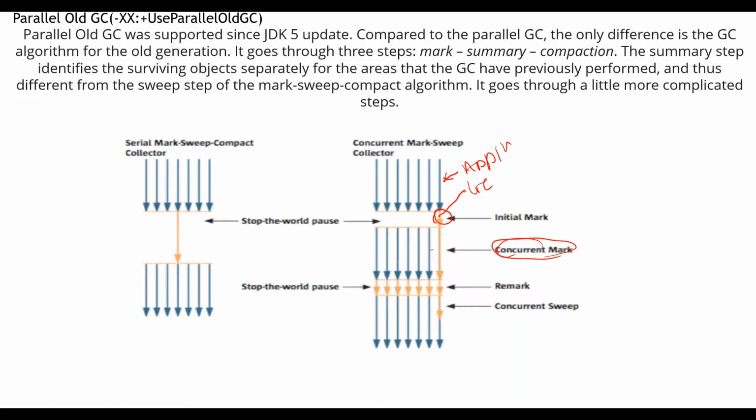Now in the remark step, instead of one GC thread, it deploys multiple GC threads to check whether any objects were left. From the initial mark until reaching the remark, in between this duration, are there any new objects created which are now unreferenced or unused? The remark phase deals with all these objects, and they will be remarked.